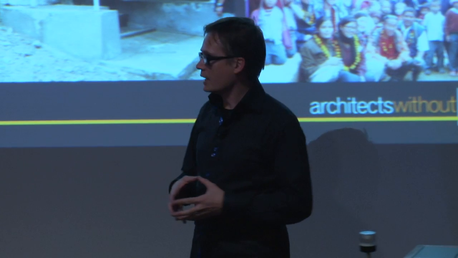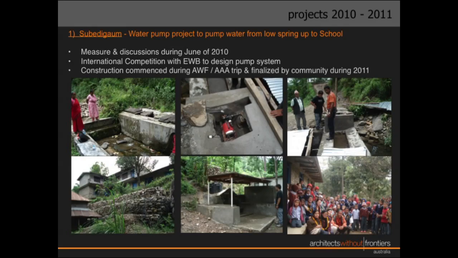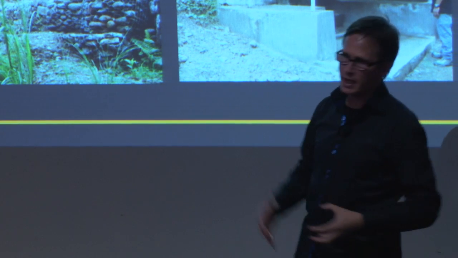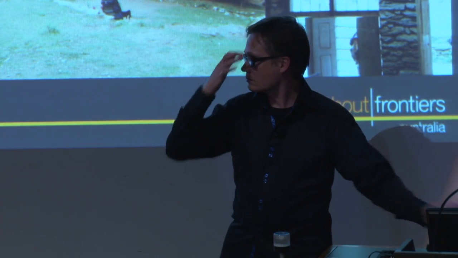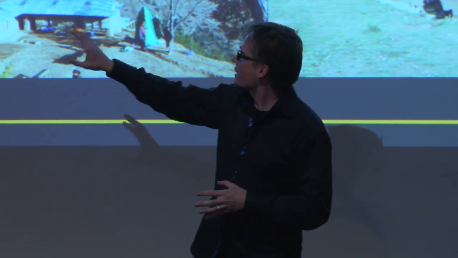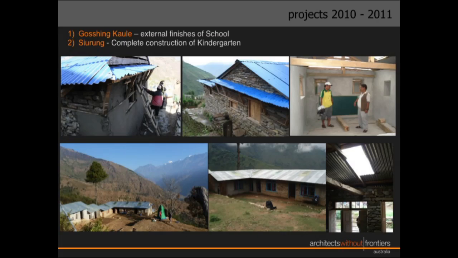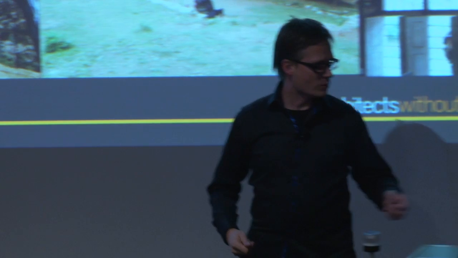In 2010-11, we had an international competition with EWB to design a pump system whereby the river down here, school up here, would pump water from the little stream up to the school so the kids could wash their hands after they go to the toilet. And that's now been completed and really successful. In 2010-11 we continued on with the kindergarten construction and again with the Goshinkali school. So again, reinforcing this whole notion of going back to the same areas, working in the same areas to build those long-term relationships.